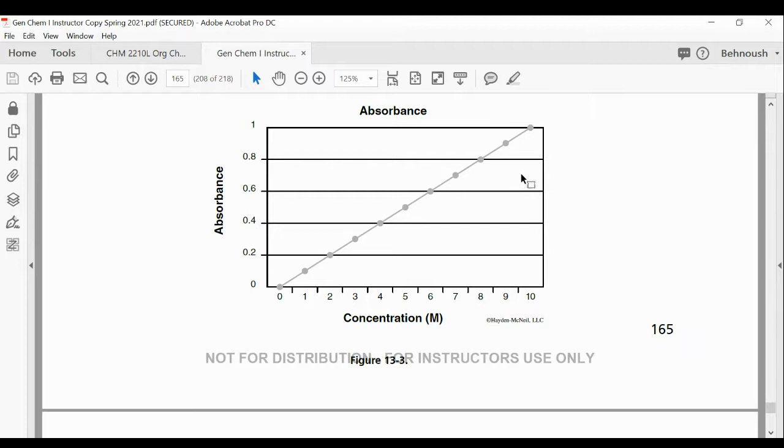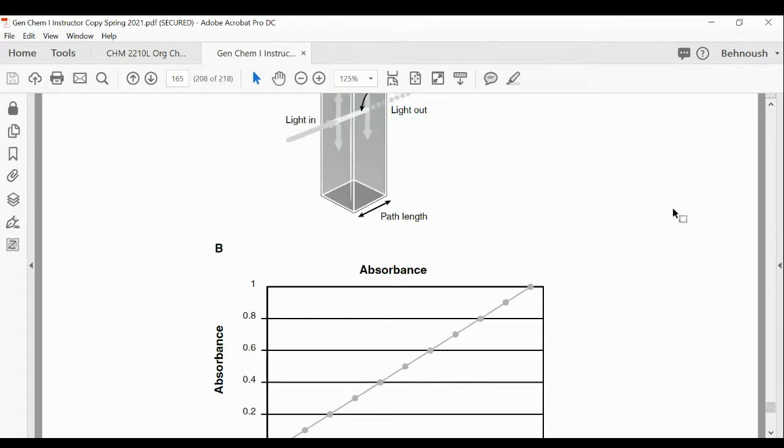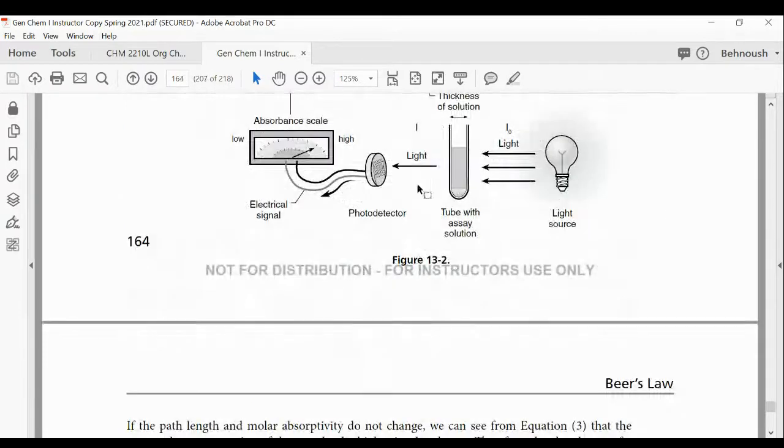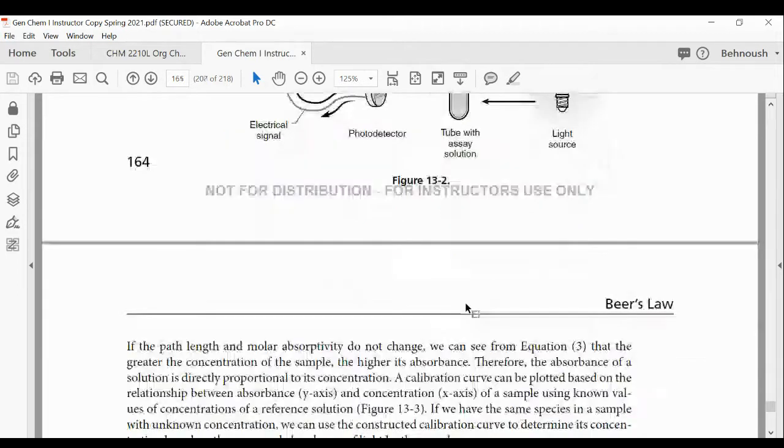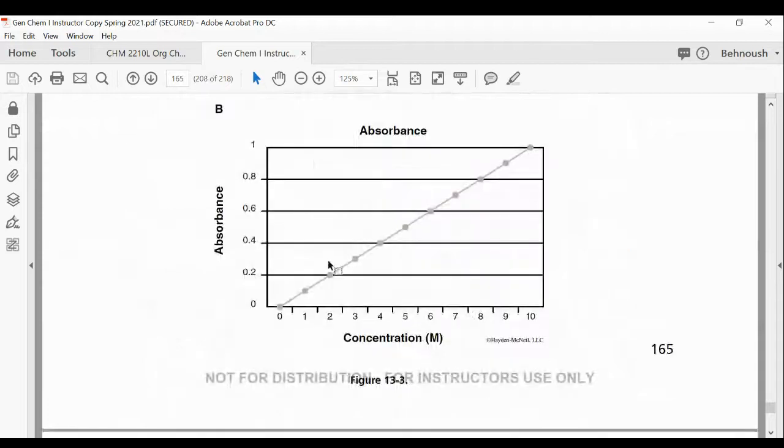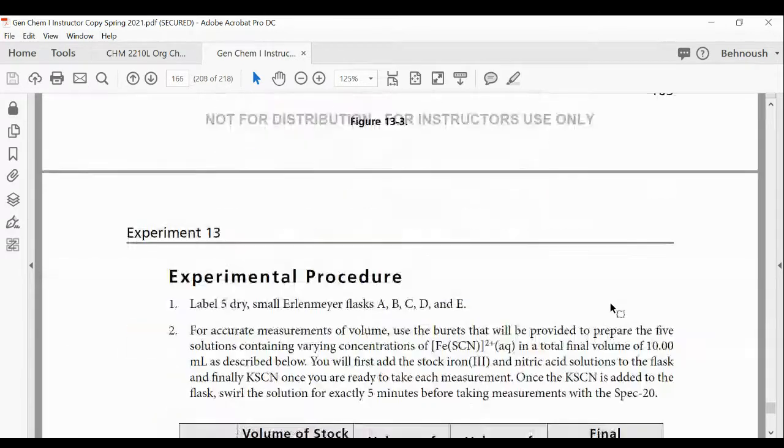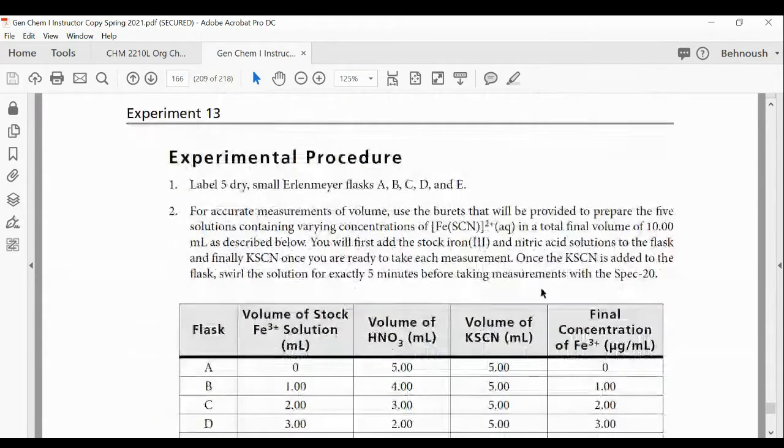Your last solution is going to be the unknown, and what is unknown is the concentration, because as soon as you place it in the machine, the detector is going to read the absorption. So absorption is not unknown. What is unknown is the concentration. So when you find the absorption on this side, then you would find the point for concentration. So those are the two steps of the experiment.